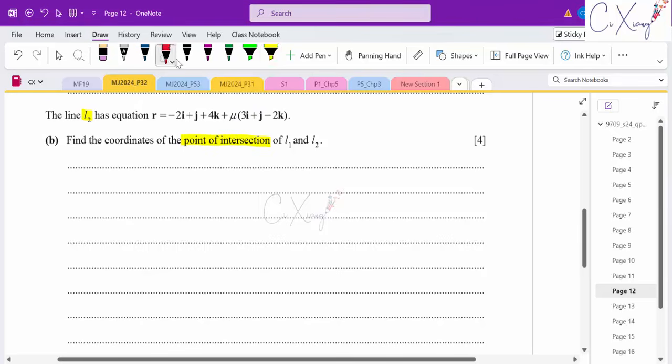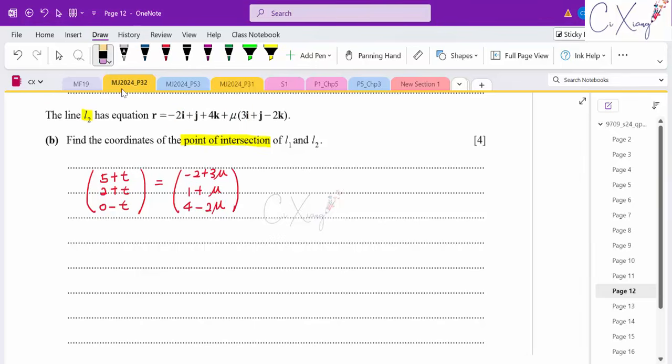To find the point of intersection, just like previously when we learned coordinate geometry, if you want to find the intersection point for two lines or two curves, we need to equate equation number 1 to equation number 2. Same thing happens here. So I will let vector equation number 1, from part A, which is (5, 2, 0) plus t(1, 1, -1), expanded: 5 plus t, 2 plus t, and 0 minus t, equal the vector equation for line number 2: negative 2 plus 3 mu, 1 plus mu, and 4 minus 2 mu.